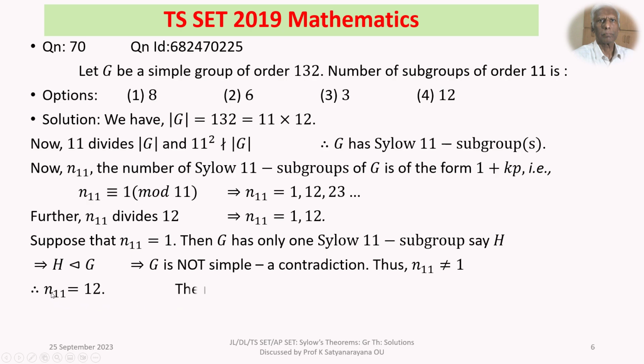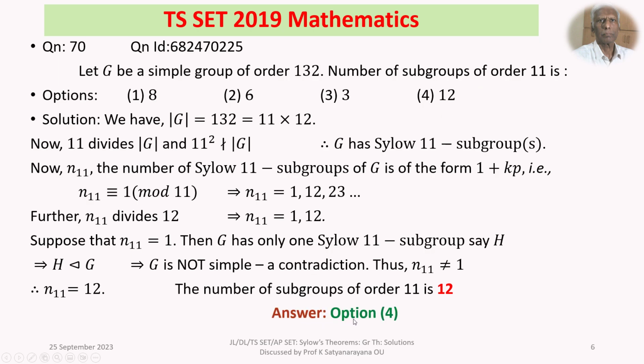So n11 must be 12. So the number of subgroups of order 11 is 12. The answer is option 3. Actually, the answer to this question is option 4, not 3, option 4, wherein you got the answer 12. So the number of subgroups of order 11 is 12. That's the question that came in the TS SET 2019 exam related to Sylow's theorems.